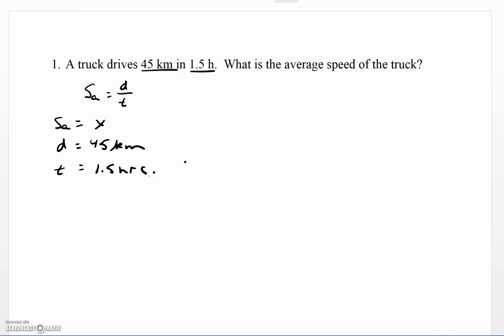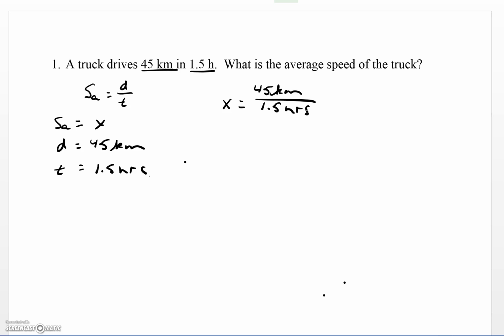Since we're trying to solve for the average speed, we can use our equation the way it's given. So for average speed, we're going to plug in x. For the distance, we'd plug in 45 kilometers. Make sure you've got the number along with the unit. For time, we're going to plug in 1.5 hours.